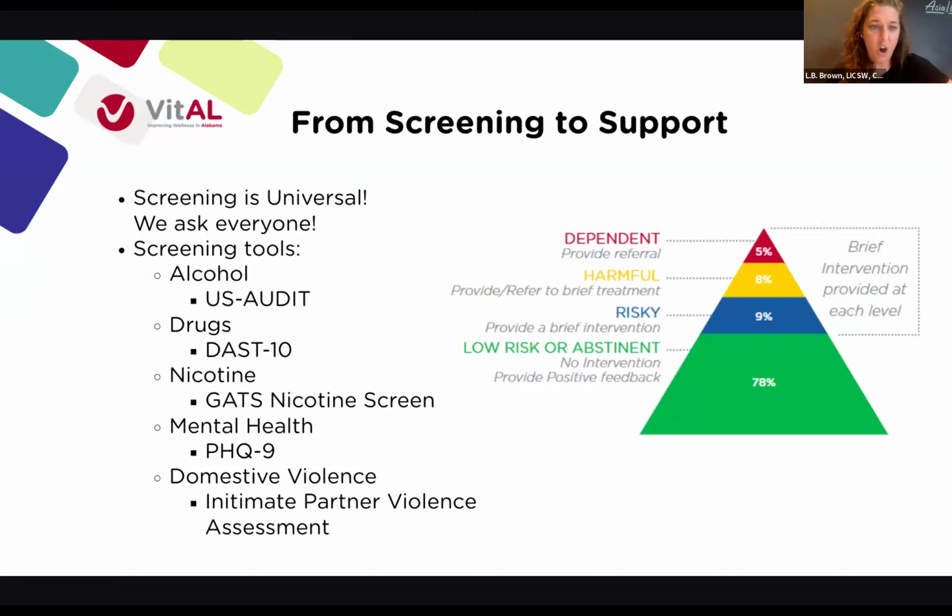So screening tools: AUDIT, GAPS, nicotine screen, PHQ-9, intimate partner violence assessment. These are the full assessments. We do have shorter ones that you can utilize before going into the whole screener. This chart over here shows what the scores are, and then based off of those, in that triangle, it's like, okay, what intervention needs to be provided at each level? Whether it's just myself providing motivational interviewing right there, or does this require a referral or a consult, things like that. So it's very structured, very hands-on from our end.